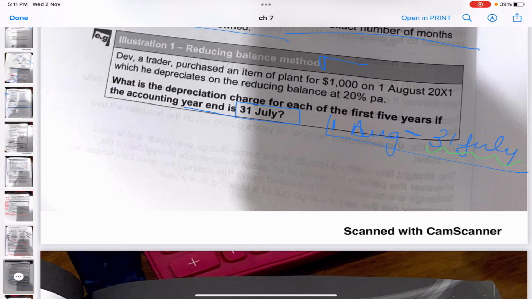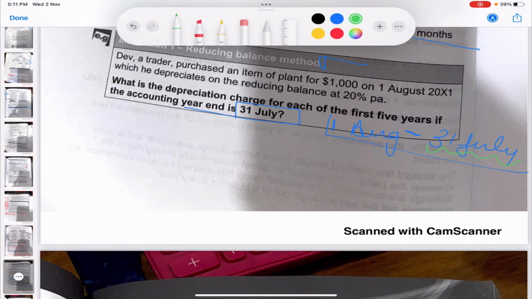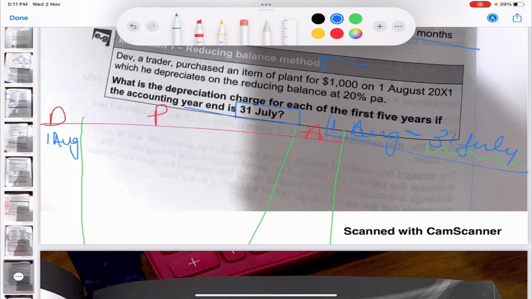So we need to calculate for 5 years. What you need to do first is make a table. We have date, particulars and amount. Let's start. On 1st August 2001, they've purchased for 1000 and we need to do reducing balance 20% per annum.